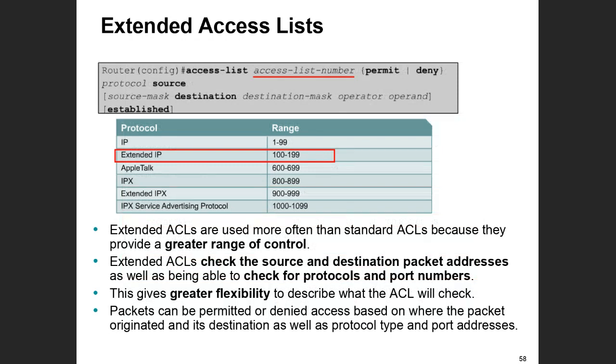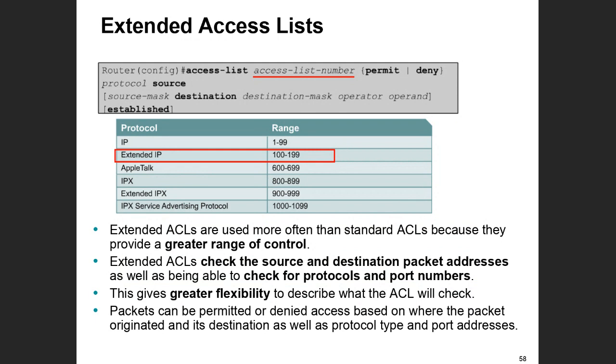There is a predetermined range of list numbers from 100 to 199. We talked about standard IP access lists being 1 to 99. Extended IP is 100 to 199, and there's an extra range higher up in the list if you need them. Fortunately for us, no more AppleTalk, no more IPX. I used to manage Novell stuff for years and years, but it's considered obsolete now.